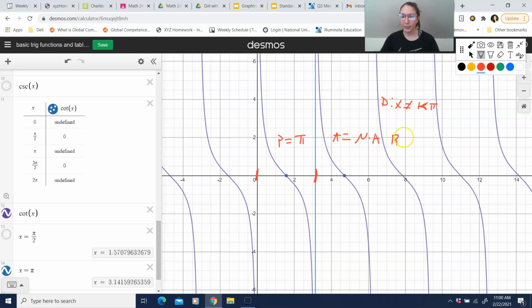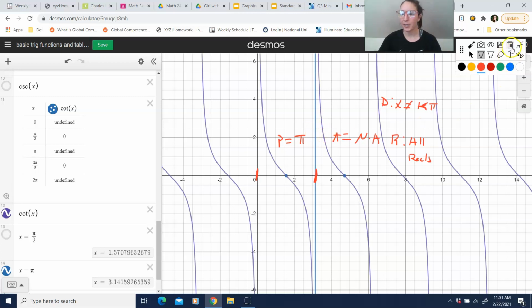And then range. Range, we go all the way down to negative infinity. We go all the way up to positive infinity, and there's no breaks in between. So this range is all reals. Notice the tangent range was also all reals as well. So this is the shape of cotangent. It's just literally what looks like kind of the reflection of the tangent.